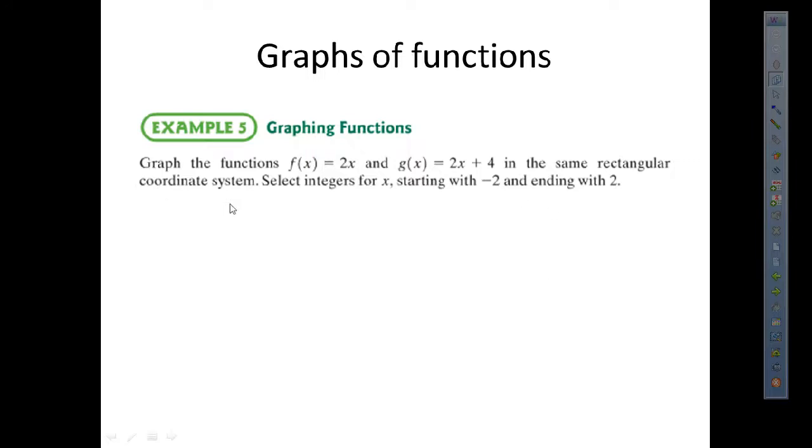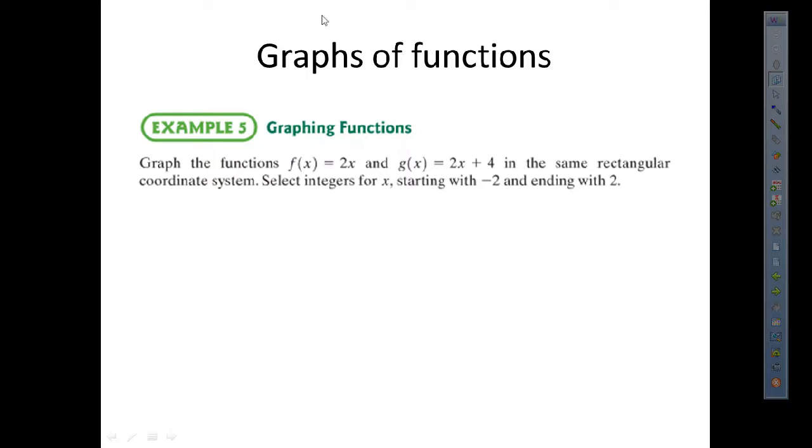All right, now, graphs of functions. Let's graph the function f of x equals 2x and g of x is 2x plus 4 in the same rectangular coordinate system, and we're going to select integers only for x, starting with -2 and ending with 2.